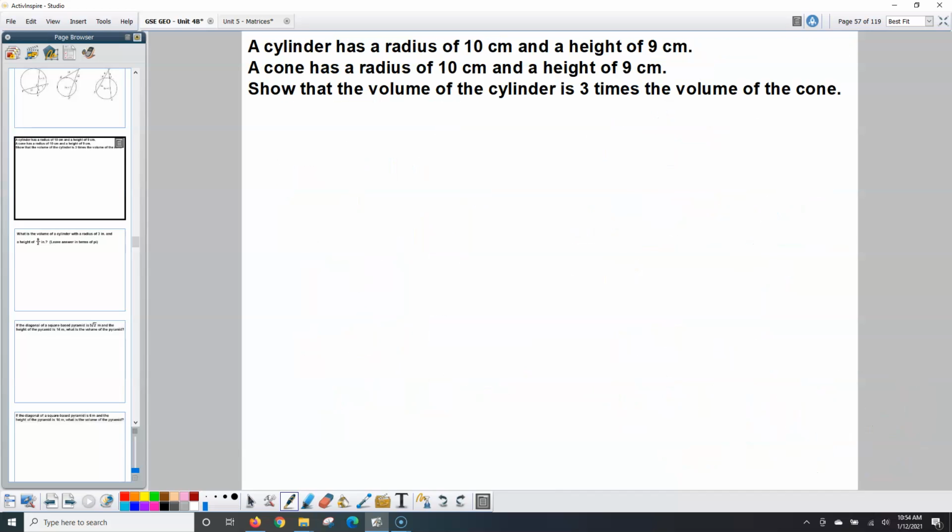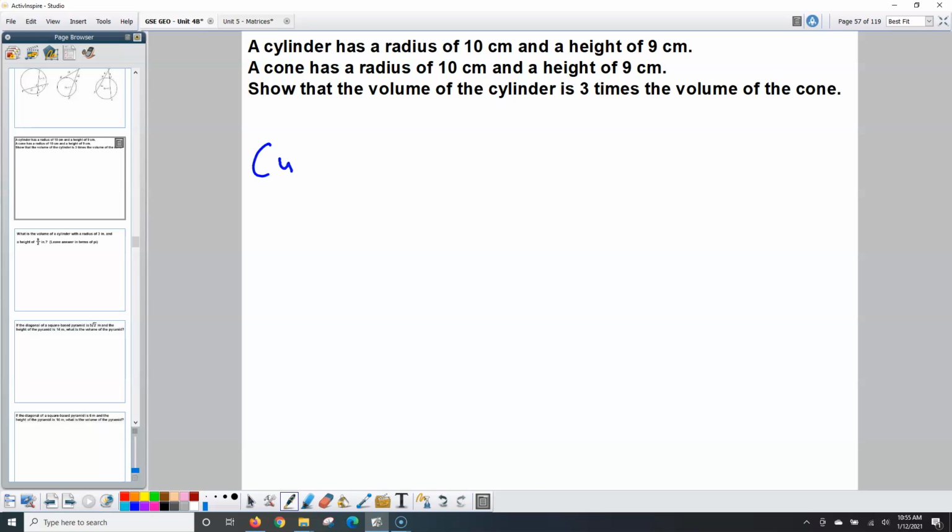A cylinder has a radius of 10 centimeters and a height of 9 centimeters. A cone has a radius of 10 centimeters and a height of 9 centimeters. Show that the volume of the cylinder is 3 times the volume of the cone. What I'm going to do is find the volume of the cylinder and the volume of the cone and say, oh wow, look, it is 3 times. That makes sense, right?